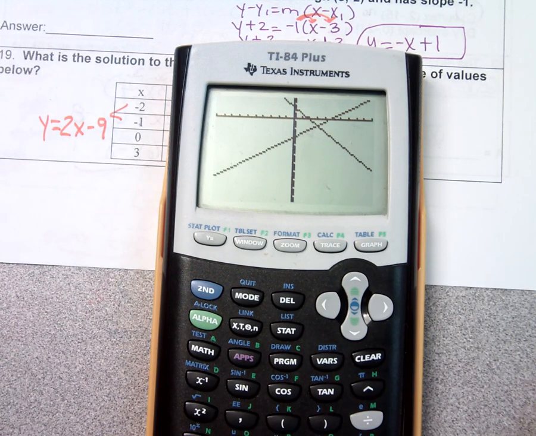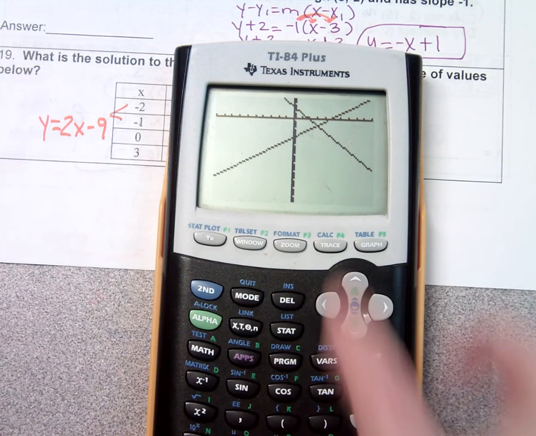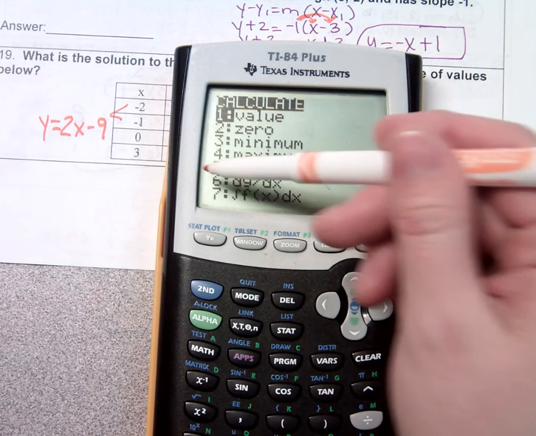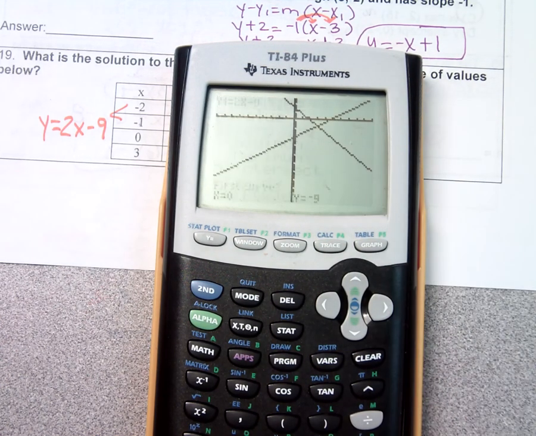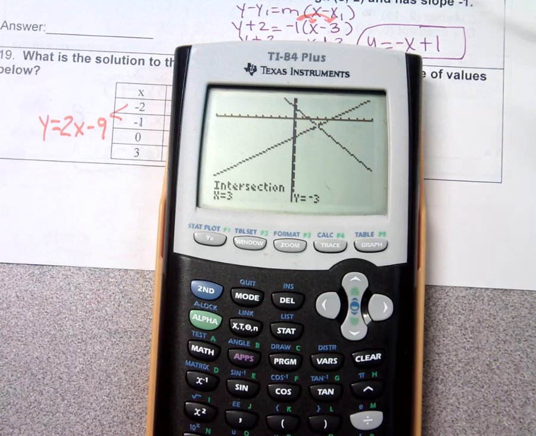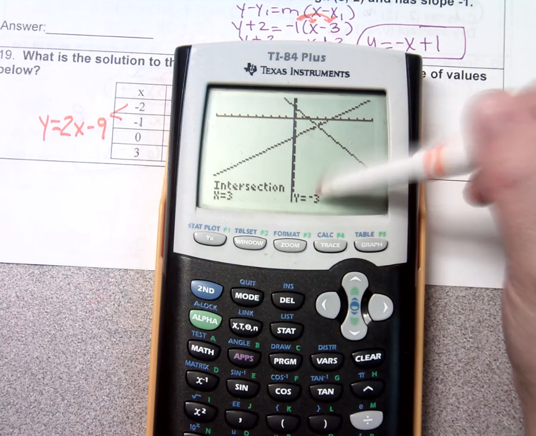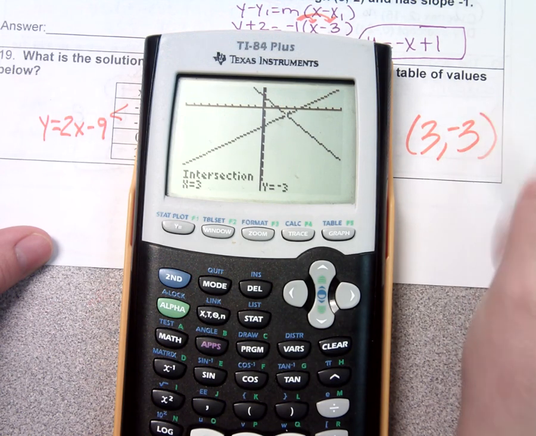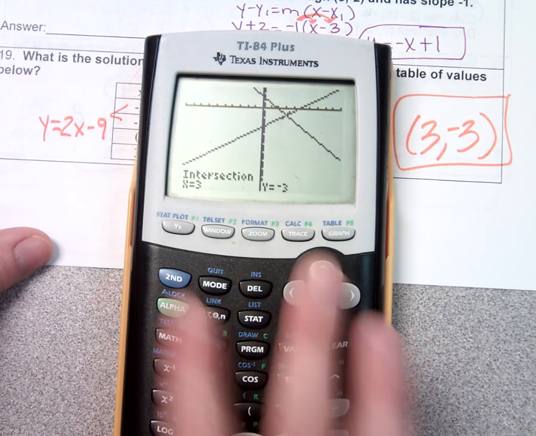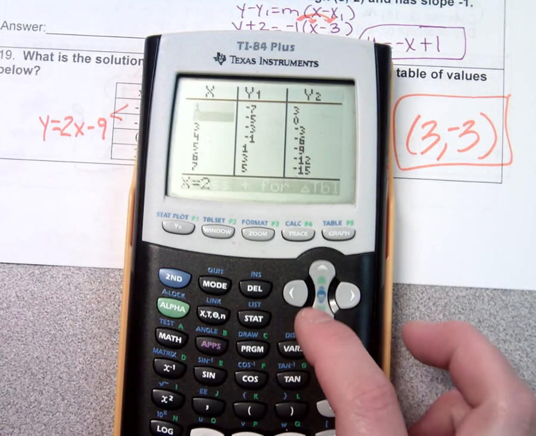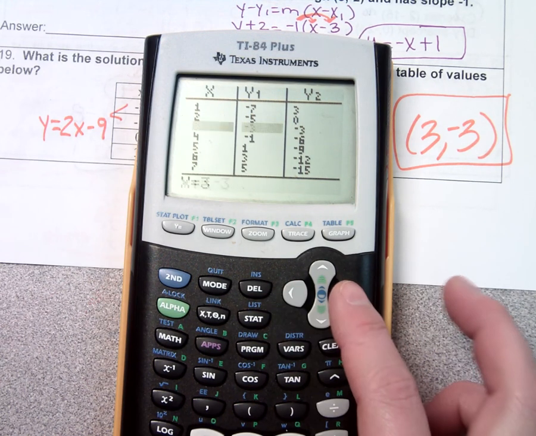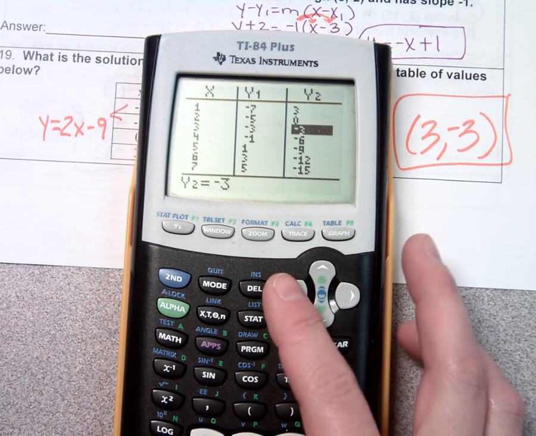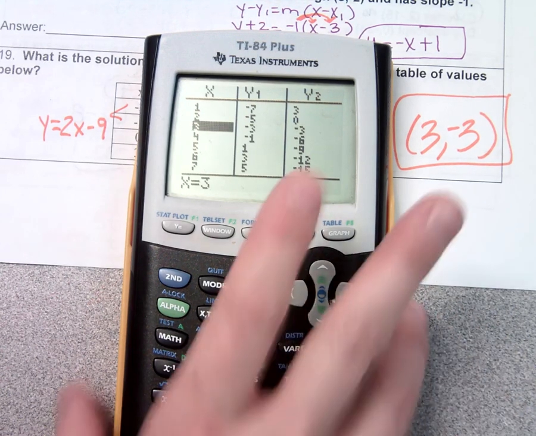One thing I can do is go second, trace, 5, enter, enter, enter. The reason I want 5 is because I want to know where they intersect. Enter, enter, enter. And I see that they intersect at 3, negative 3. So that is the answer, 3, negative 3. The other way I can find that answer is by looking in the table, and I can see that both lines have the ordered pair 3, negative 3. So I know that's another way of knowing that's the solution.